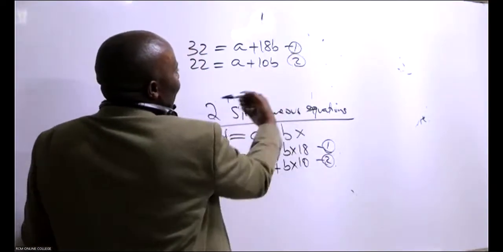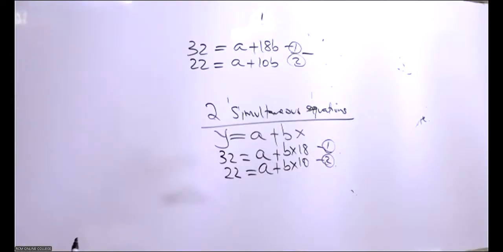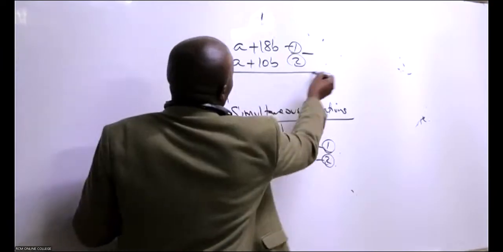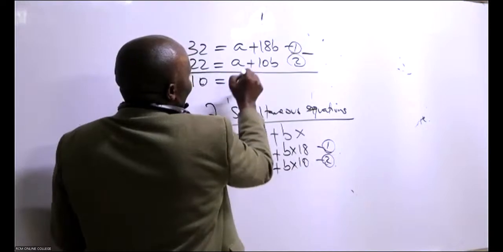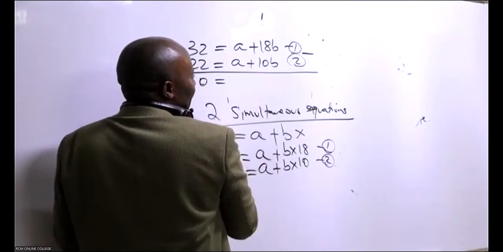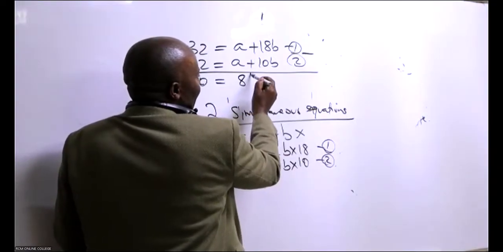Then we eliminate a through subtraction. 32 minus 22 gives me 10. A minus a disappears, which was our objective, to eliminate a. 18 minus 10 gives me 8b.